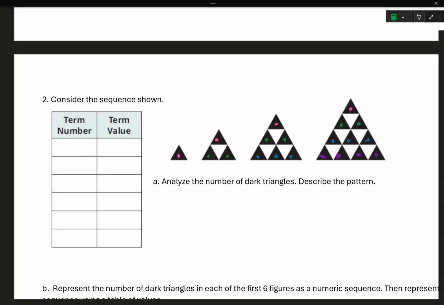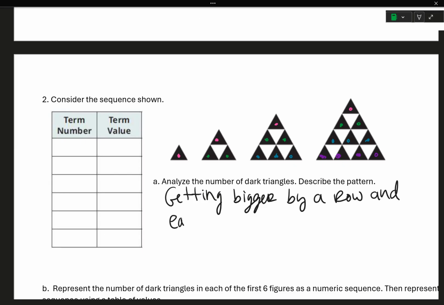Let's try to write that down. This is a tough one to word. Okay. So, getting bigger by a row, and each row is one bigger than the last. I know that's super wordy, but I think it describes it pretty well.